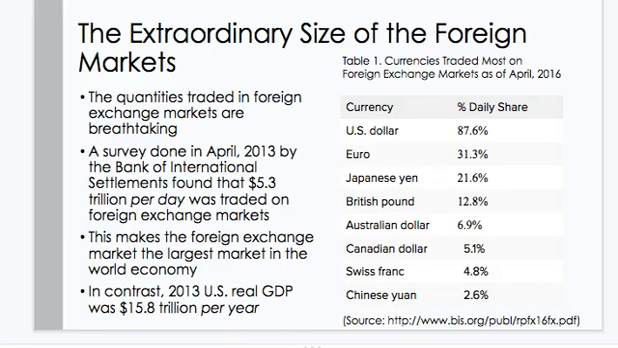The extraordinary size of the foreign exchange markets. The quantities traded in foreign exchange markets are breathtaking. A survey done in April 2013 by the Bank for International Settlements found that $5.3 trillion per day was traded on the foreign exchange markets. This makes the foreign exchange market the largest market in the world economy. In contrast, in 2013, U.S. real GDP was $15.8 trillion per year. Now it's more like 20. And here is some information about how most of the trading is in the U.S.